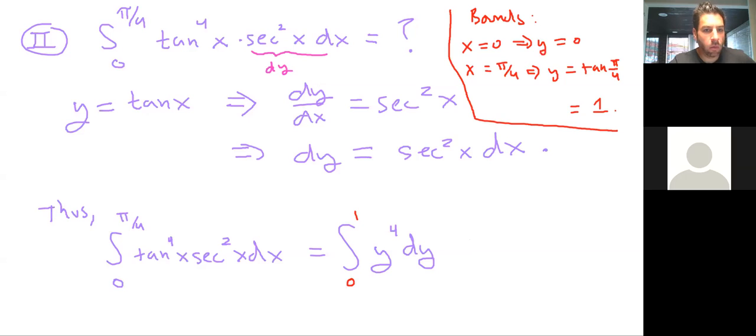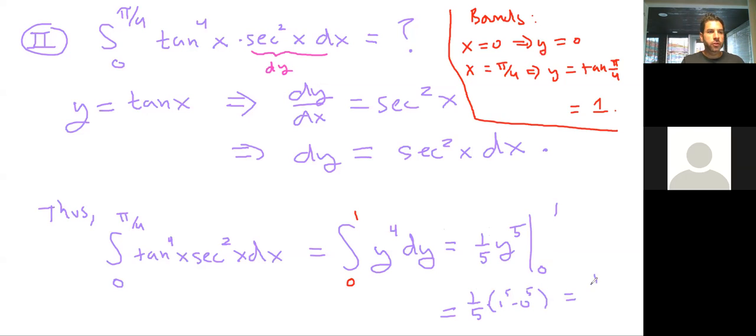Okay, so now we went from a real ugly integral to really a baby integral. This is the kind you pray for on the test. Because what is this? This is just 1/5 y to the 5th evaluated from 0 to 1, which is 1/5 times 1 minus 0, which simplifies to, let's write it out, 1 to the 5th minus 0 to the 5th, which of course is just 1/5. And that's it.